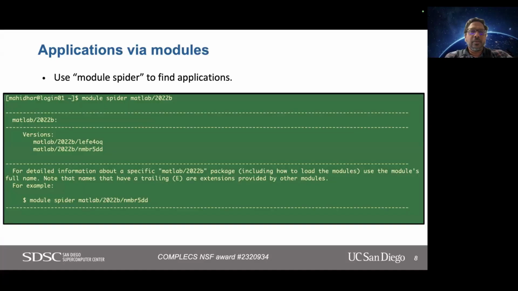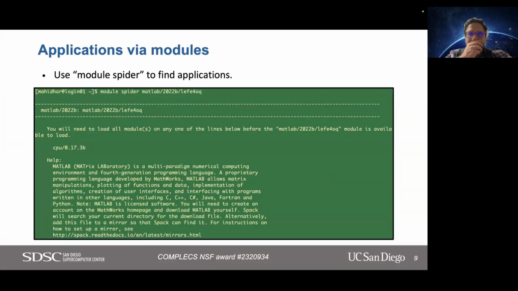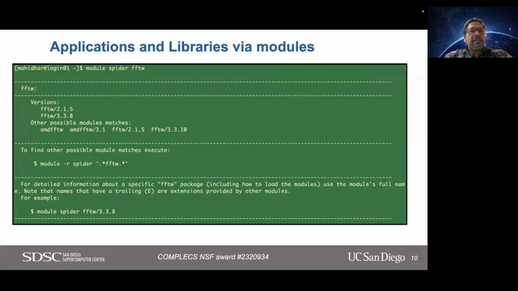On Expanse, you'll see this quite often because we have a GPU stack and a CPU stack that are separate. So there'll be some packages that might be there in both, and the same versions might show up twice. So for example, here, if you now pick one of these and do a module spider, it tells you that's the CPU stack, essentially. Similarly, if you want to look at libraries like FFTW, if you do a module spider FFTW, it gives you all those versions, but it's also picking up AMD FFTW, which is something optimized for the AMD processor.